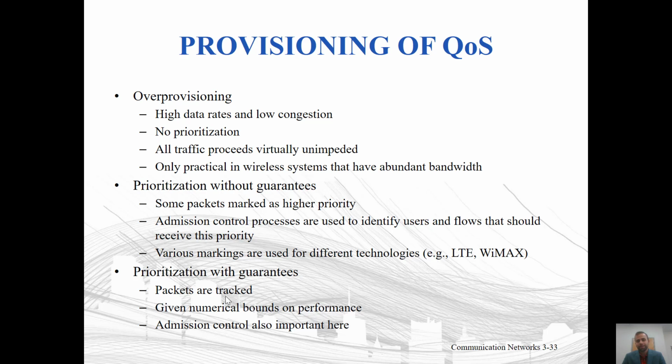Prioritization with guarantees are that the packets are actually tracked and then given numerical bounds on performance. So admission control is also an important part of this, which we won't get too deep into, but basically think about the 911 call from the grandmother, and these packets, when these types of calls are made, would be given priority.